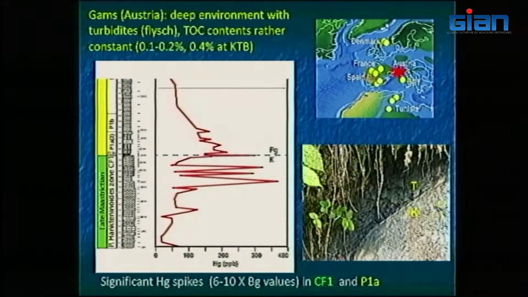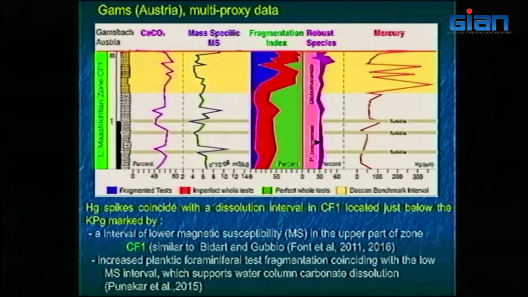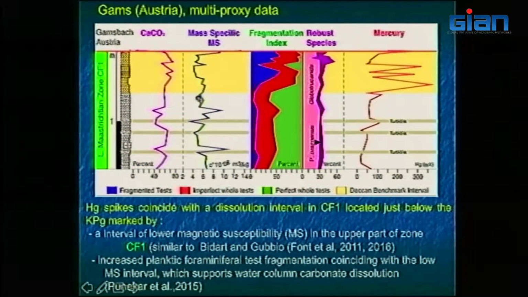But what you can see here, again, we have a lot of mercury. And again, it's always the work of Punekar et al. 2015, who showed very nicely that we have again a small magnetic susceptibility anomaly, but here again a huge increase of the fragmented tests, the imperfect tests, so the bad and the ugly foraminifera, which are dominating when you have the maximum of the mercury anomaly. So again, it shows that this corresponds, and we know that by now, to the Poladpur formation.